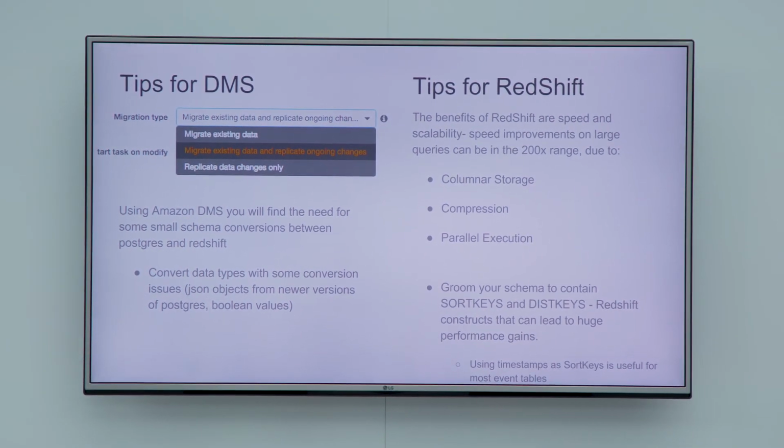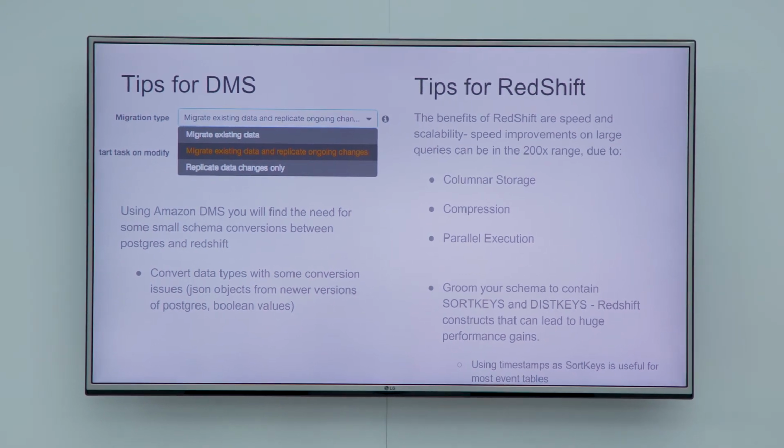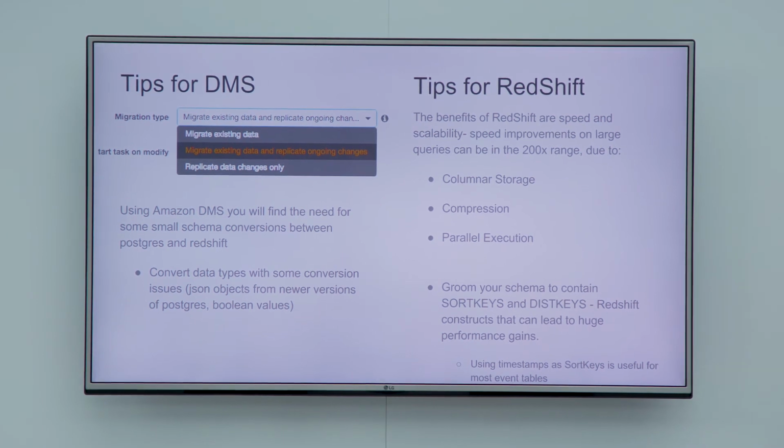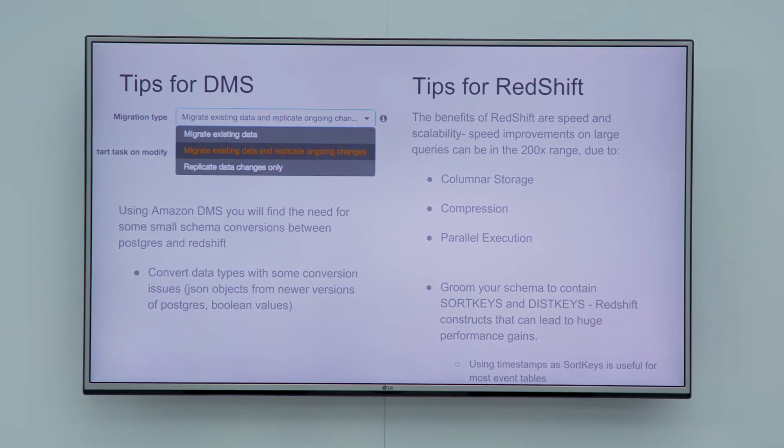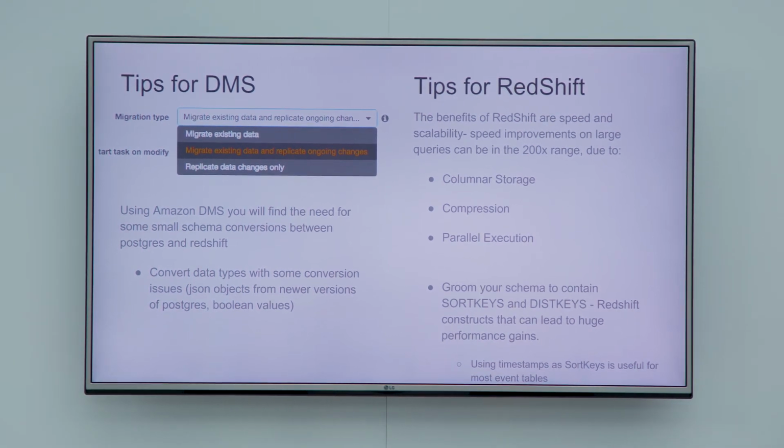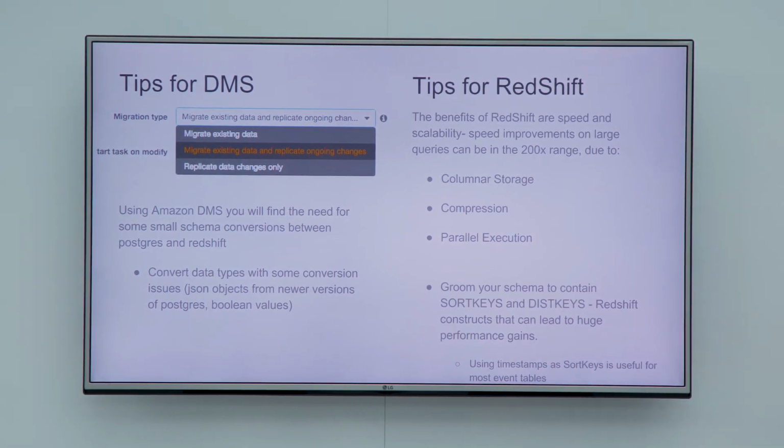Using DMS, you will find the need for some small schema conversions to be aware of. If you're using newer Postgres constructs like JSON objects or arrays, those will have to be cast as strings. We also found that to be true for Booleans as well. We just couldn't get the schema migration to work properly with that.